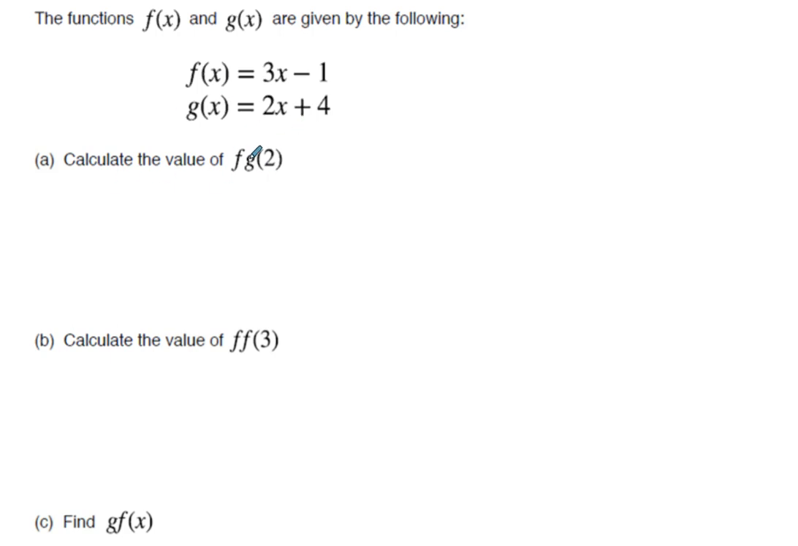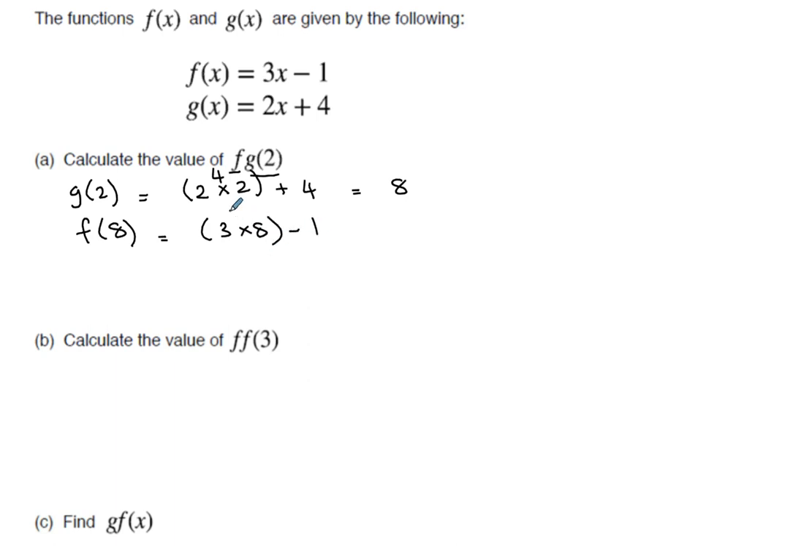Calculate the value of fg(2). So we do g first. So g(2) equals 2 times 2 plus 4. So that gives you 4. So 4 plus 4 equals 8. And then we do the f. So f(8) equals 3 times 8 minus 1. That comes to 24. 24 minus 1 equals 23.